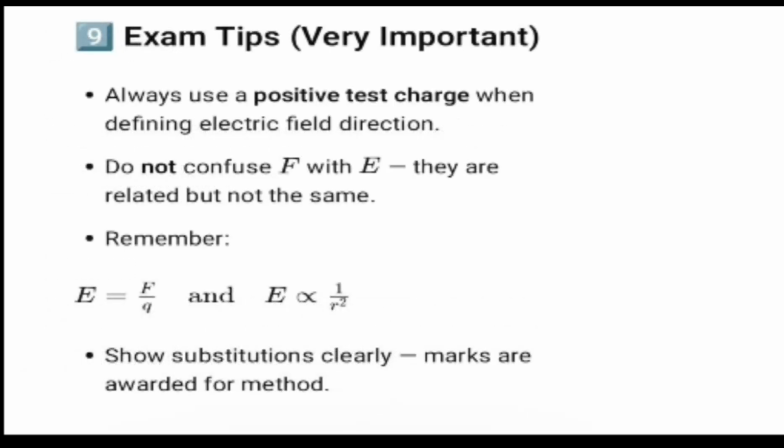So here are the exam tips. Always use a positive test charge when defining electric field direction. Do not confuse F with E. They are related but not the same. That is electric force and electric field. Then remember, electric field is directly proportional to the force and inversely proportional to the Q. And also we have that one in terms of the distance. Show substitutions clearly. Marks are awarded for methods. So those are the exam tips that you should know.